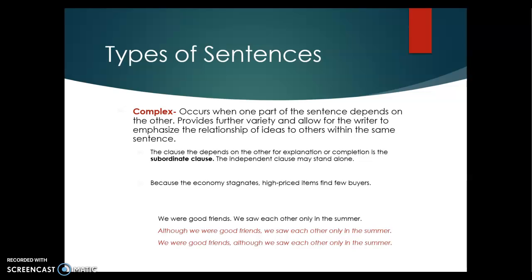We have our main clause on the right. We have our subordinate clause on the left. We were good friends, comma, although we saw each other only in the summer. The converse of that, we have our main clause on the left, and then we have the other idea on the right, although we saw each other only in the summer. Clearly, you can see that "although we saw each other only in the summer" is not a main clause. It can't stand alone. It's not complete. And so it is simply extrapolating on the main clause of "we were good friends" to provide additional detail.